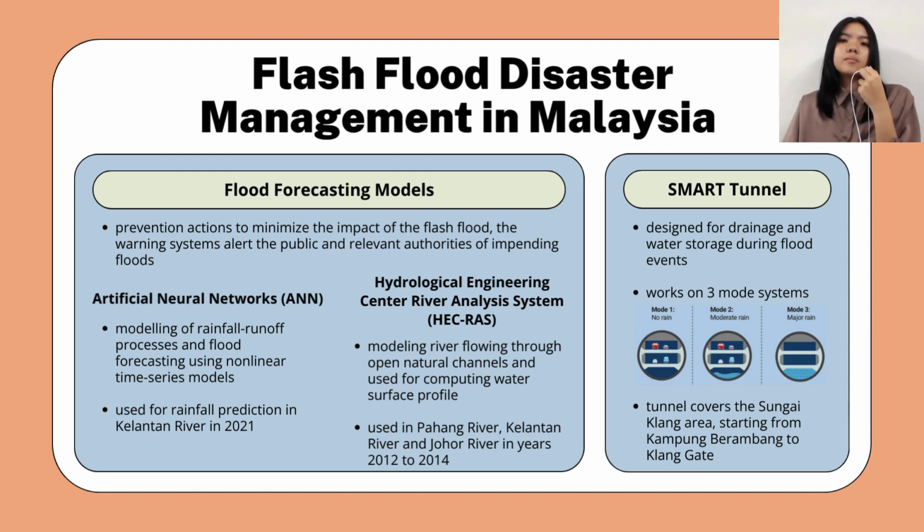The second mode is the moderate storm. The flow water is diverted into the bypass tunnel in the lower channel of the motorway tunnel, while the upper channel will still be open to the motorists. The third mode, when a major storm happens, the tunnel will be closed to the motorists, and once the vehicles have vacated the tunnel, automatically watertight gates are opened to allow the flow water to pass through. The implementation of the smart tunnel covers the Sungai Klang area, starting from Kampung Berembang to Klang Gate.